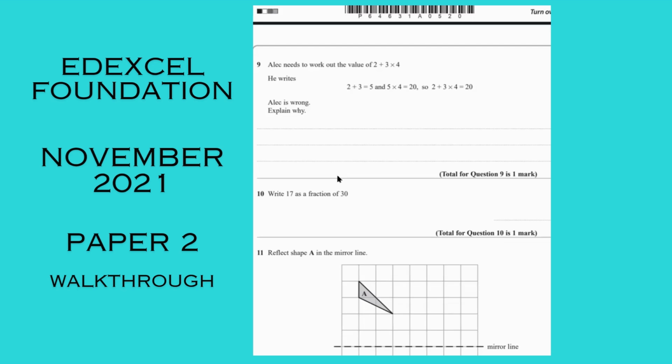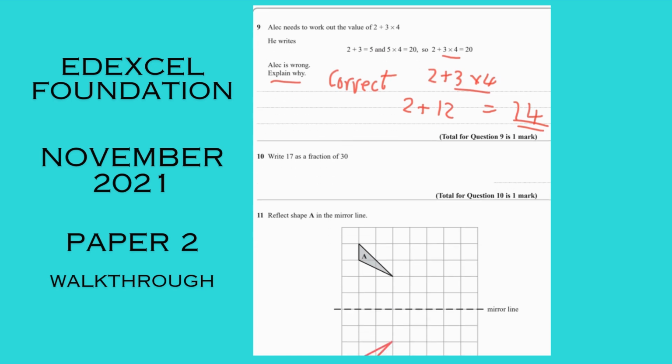So on to number 9. Alec has done a question. Sometimes the best way to explain how someone's done something incorrectly is to do it correctly. And that's 3 times 4 should come first. So it's 2 plus 12 if you follow BIDMAS. The correct answer should be 14.